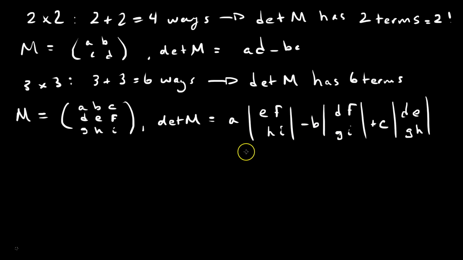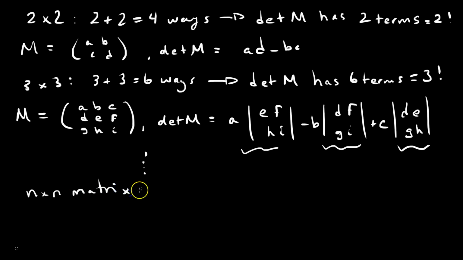So here, this one is going to have 2 terms, this is going to have 2 terms, and this is going to have 2 terms, 6 terms total. And 6 terms is nothing more than 3 factorial. So naturally, for an n by n matrix, we can speculate that the determinant of m will have n factorial terms.